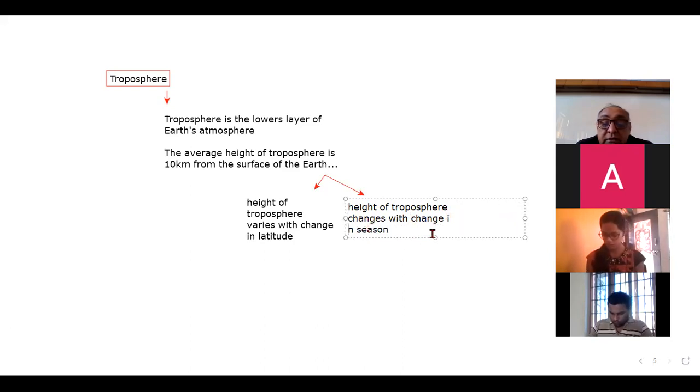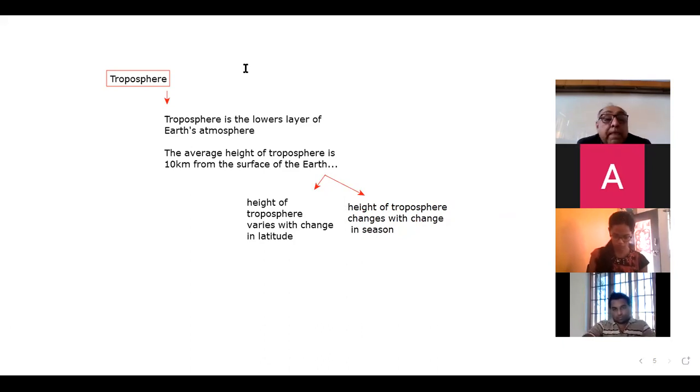One point is that the height of the troposphere varies with the latitude. The second is that the height of the troposphere varies with change in season. So now let me explain these two reasons, why the height of the troposphere varies with change in latitude.